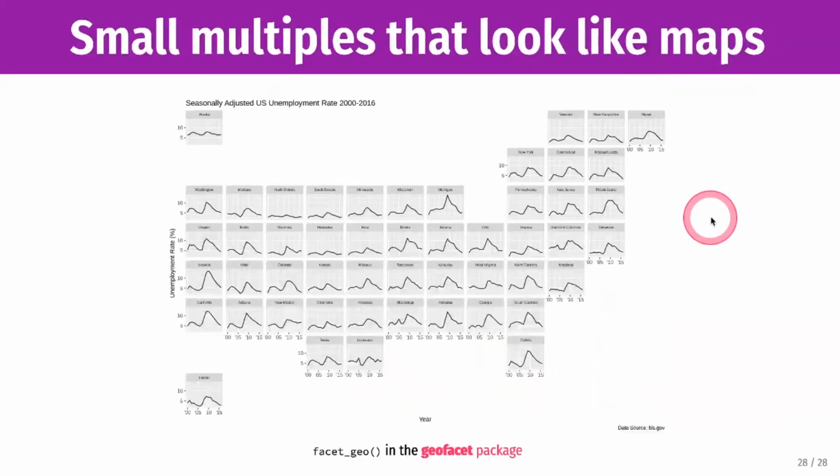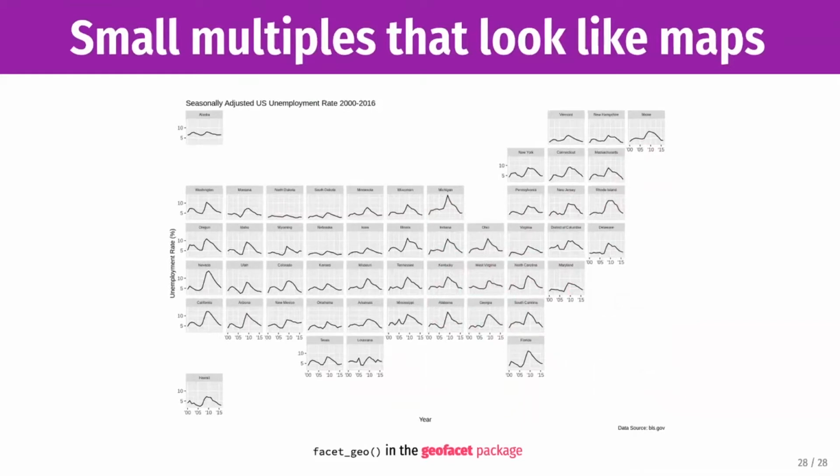Or something like this. There's a whole bunch of lines showing unemployment rates from 2000 to 2016, but it's in the shape of the United States. Sometimes it gets really tricky when states are small. Like if you look here, we have Georgia, with West Virginia right above Georgia, which isn't the case, but that's just how the grid has to work. So it's not always perfect, but it's another way of using the map idea to communicate something about the world.